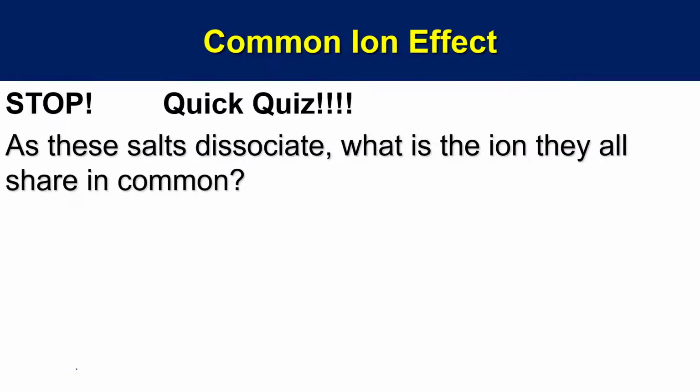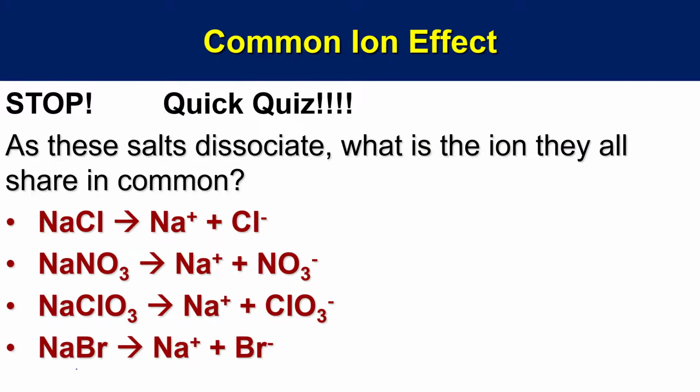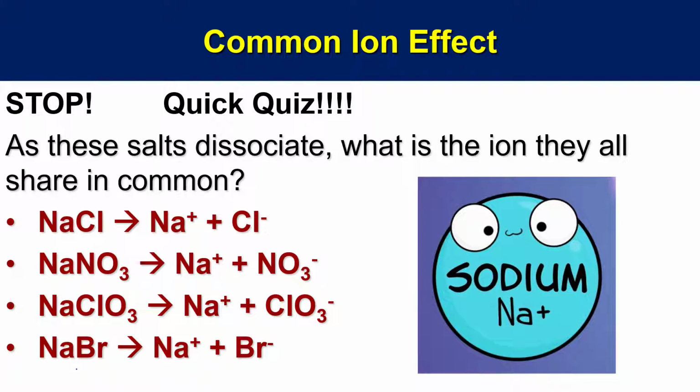So the last concept I want to talk about before we close this video out is called the common ion effect. But first, quick quiz. Going to give you 4 salts. I want you to tell me as they dissociate, what is the ion that they all have in common? And that's right, you guessed it. It is the sodium ion. You will notice as they dissociate, they all create a sodium cation.